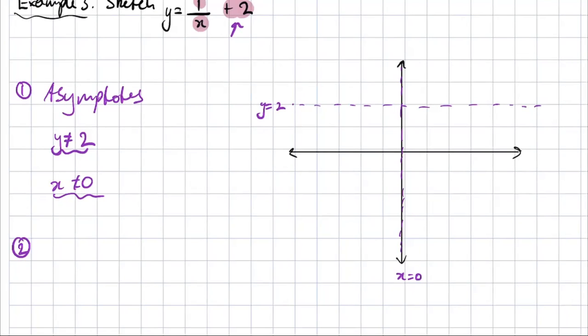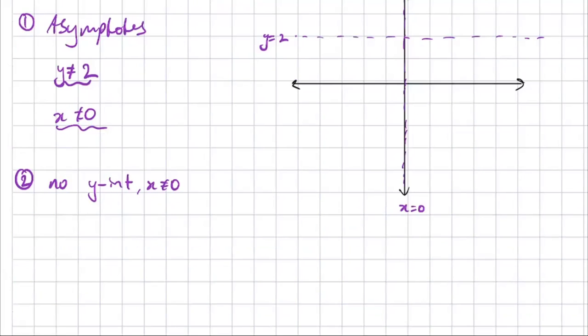So step 2, we're going to find the y-intercept, but remember when we're doing this, we need to check where the asymptotes are. Unfortunately, there is no y-intercept, because the y-axis is an asymptote, so there's no y-intercept because x cannot equal 0. Step 3, we want to find the x-intercept. So let y equal 0 to find the x-intercept.